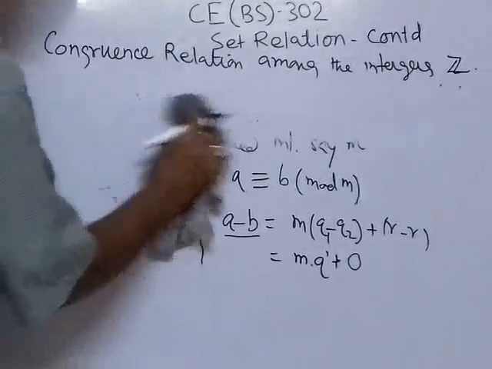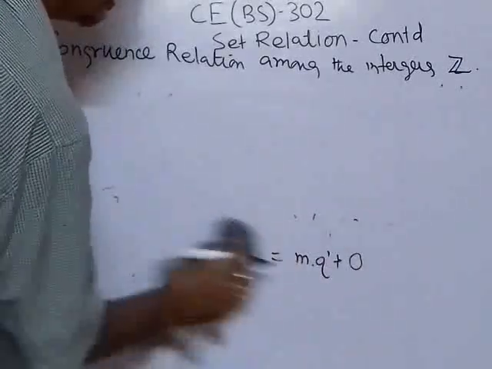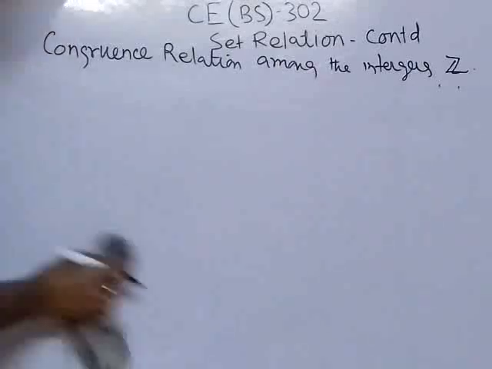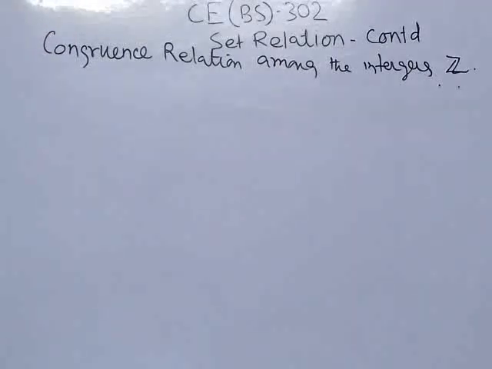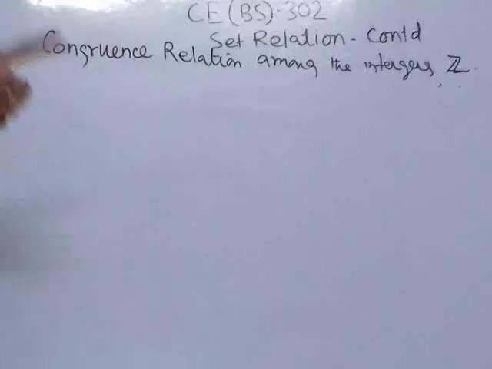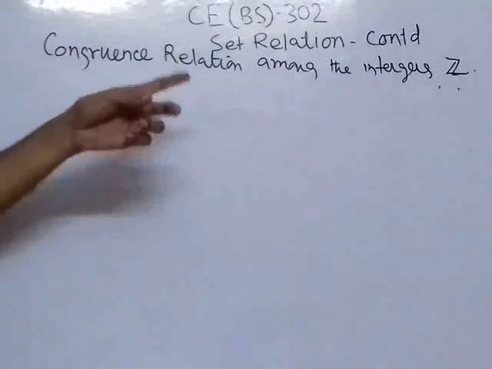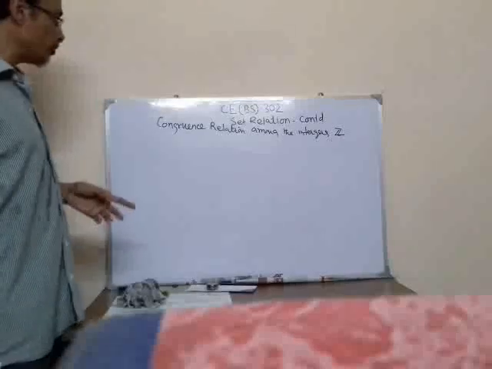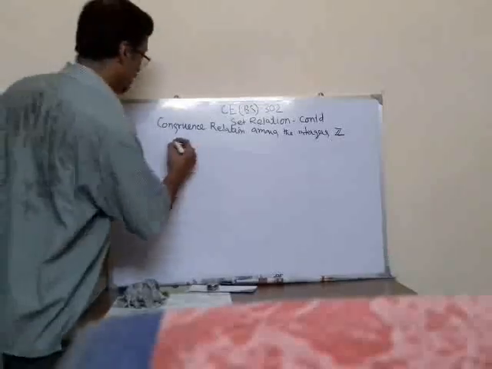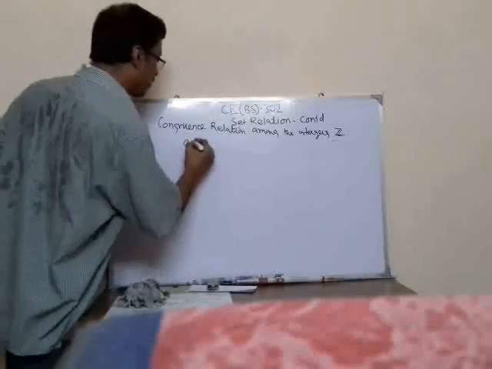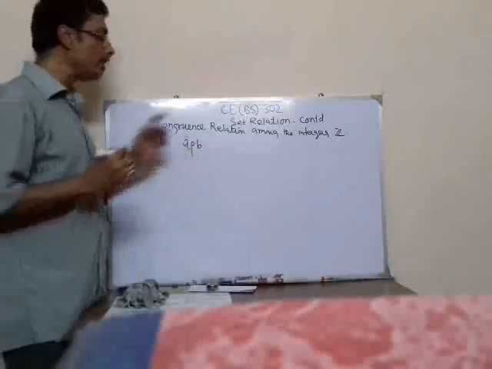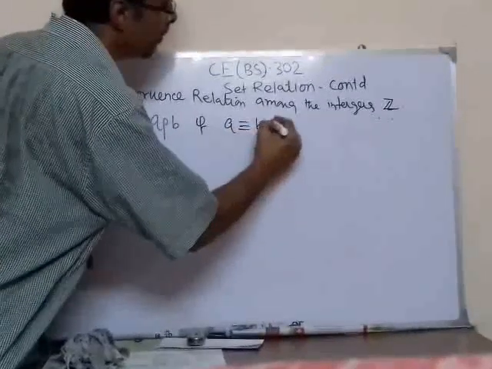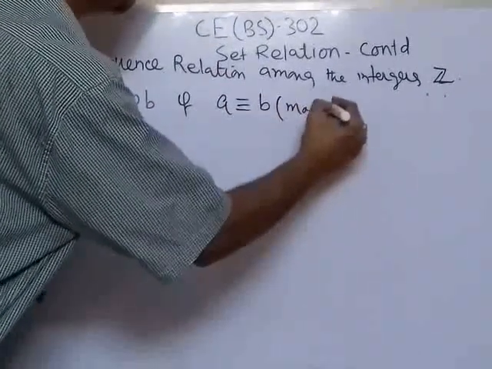This is very simple to show that the congruence relation is an equivalence relation. If you can remember, what is an equivalence relation? An equivalence relation is one which satisfies the reflexive, symmetric and transitive properties. So we have to show that this relation is congruent.